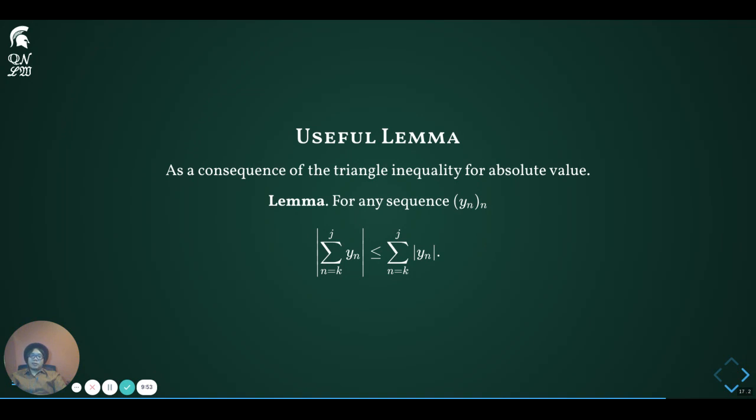Of course, the sum could potentially be much smaller. Imagine that yn is alternating, say minus 1, 1, minus 1, 1, and so on. Then the magnitude of any summation will be no more than 1, but the summation of magnitudes will get as large as j minus k plus 1, the number of terms being summed. So this can be a heavy overestimate, but the lemma says that this estimate is always valid even if it is too generous. I will leave the proof of this lemma to you on your exercise sheet. It is an application of induction.